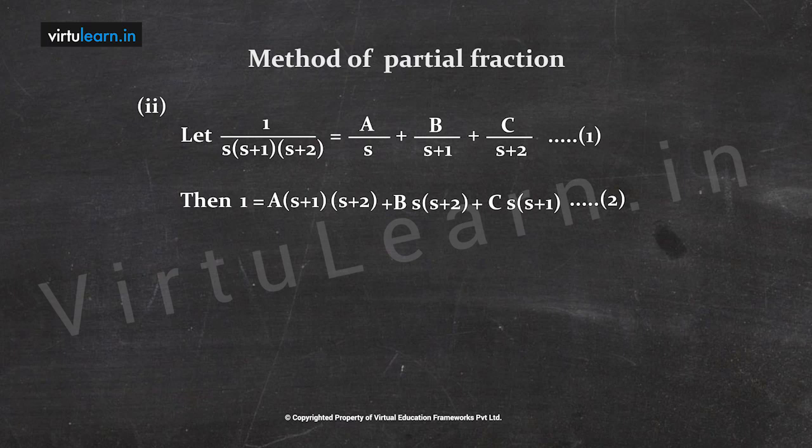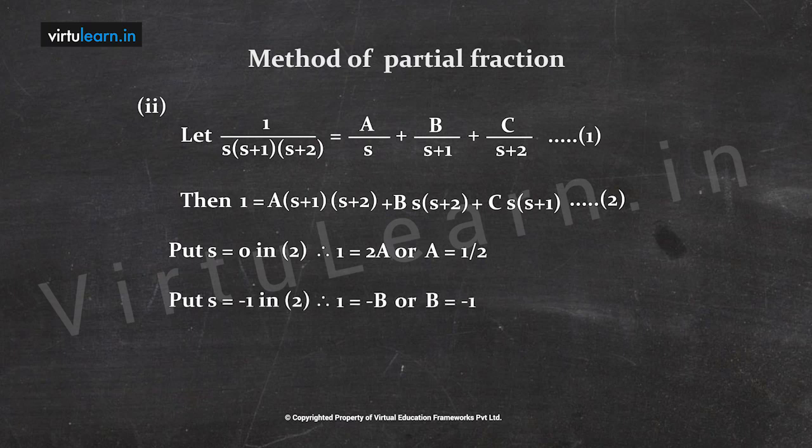Then for the values of A, B, C, substitute s equal to 0. When you are substituting s equal to 0, the B and C terms are zeros. Then in the above equation, 1 equal to 2a. Therefore a equal to 1 by 2.